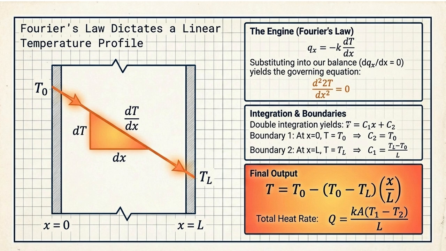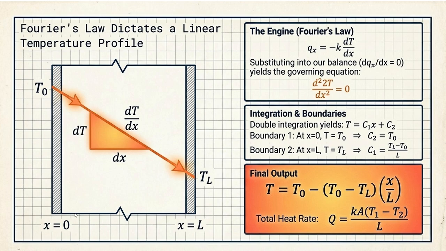So double integration yields T equals C1x plus C2. Now C1 and C2 are constants of integration, and to eliminate these constants we'll have to use boundary conditions. Boundary conditions are the conditions that are on the boundary of the system. So like at x equals 0, that is a boundary.